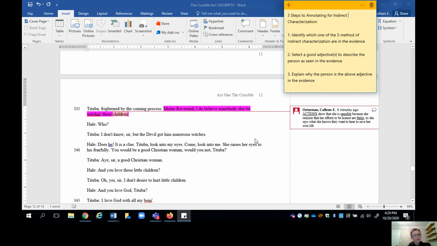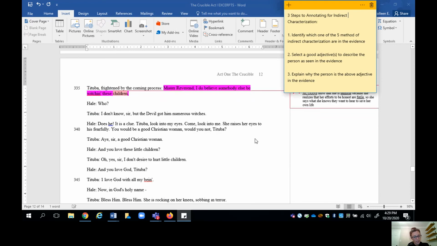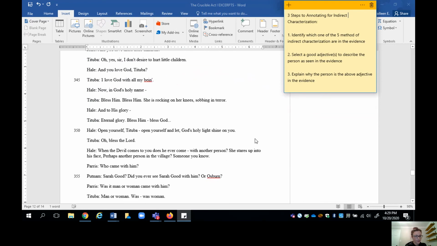Okay, so you should try to characterize Tituba one more time in this excerpt, because there's a lot of good evidence that really tells you a lot about what type of person she is and what people are doing to her.